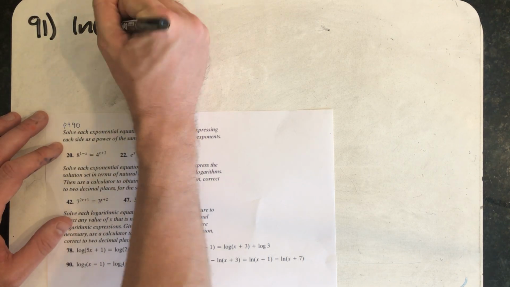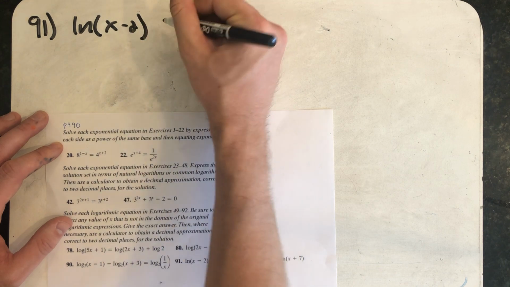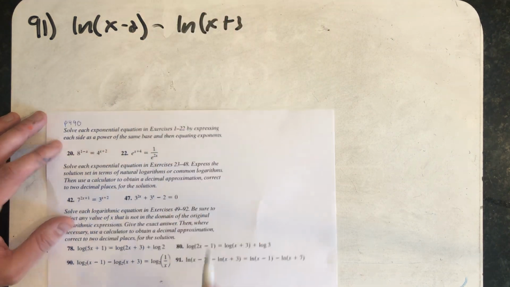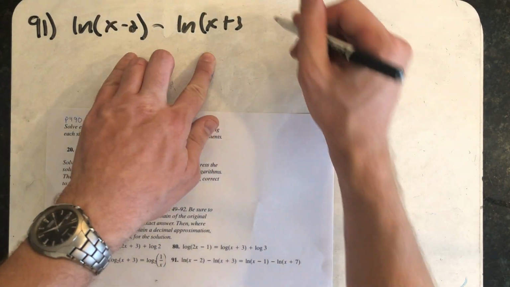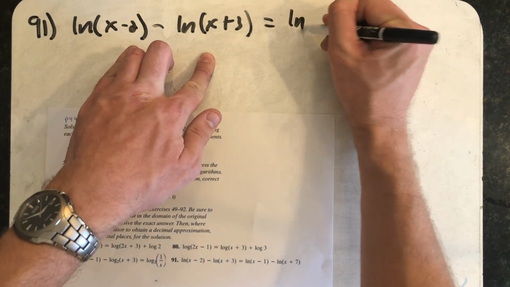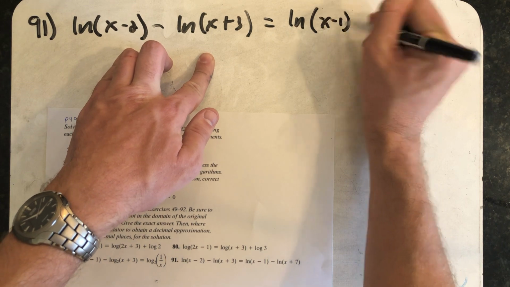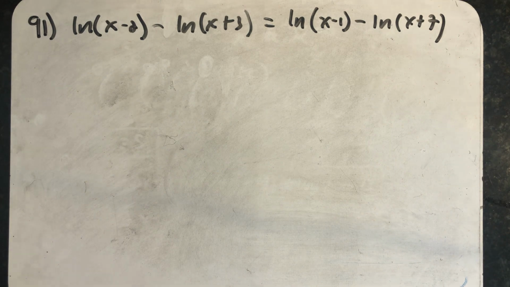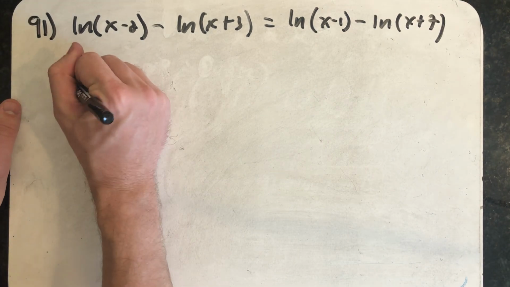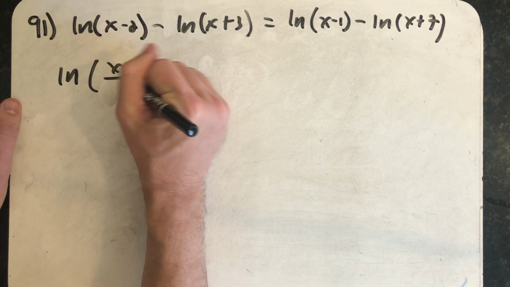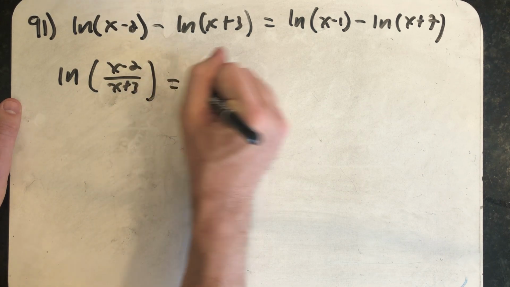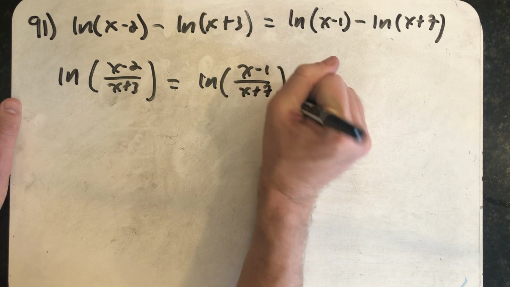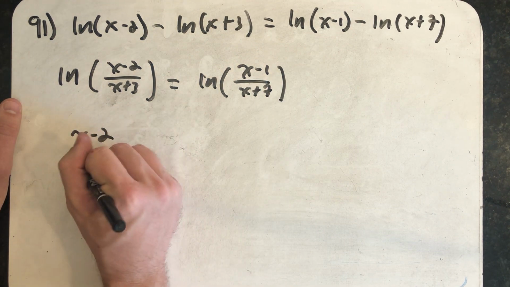Which involves the natural logarithm. And on the left-hand side, I have the natural log of x minus 2 minus the natural log of x plus 3. And on the right-hand side, the natural log of x minus 1 minus the natural log of x plus 7. We'll use the quotient rule for the logarithm here on both sides. Set the insides equal to each other.